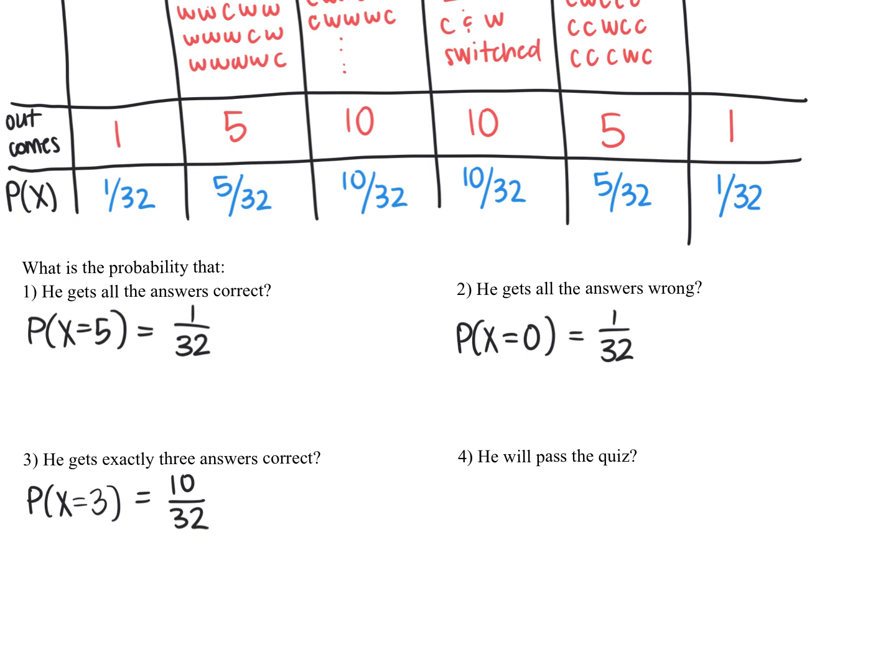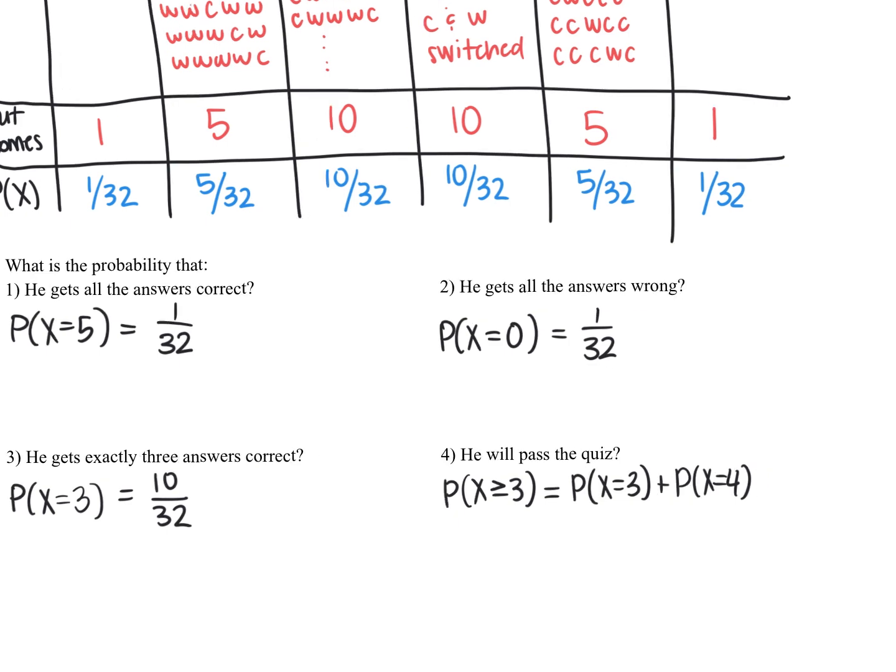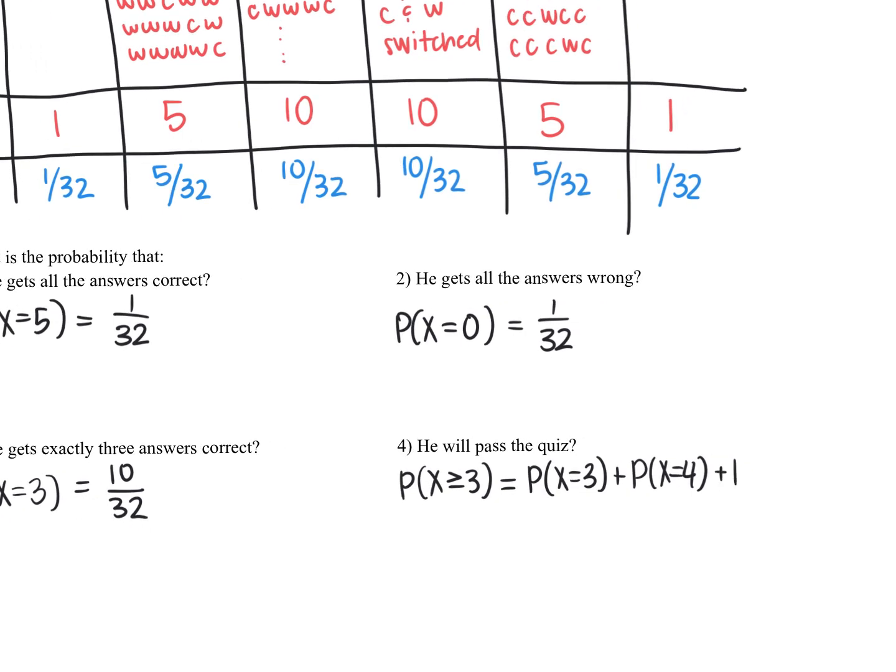Now, the actual question, he will pass the quiz. So that's the probability X is greater than or equal to 3. Because he can pass the quiz with 3 of them correct, which is a 60%, 4 of them correct, which is an 80%, or 5 of them correct, which is 100%. So we do 10 out of 32 plus 5 out of 32 plus 1 out of 32, which gives us 16 out of 32, which is 1/2.